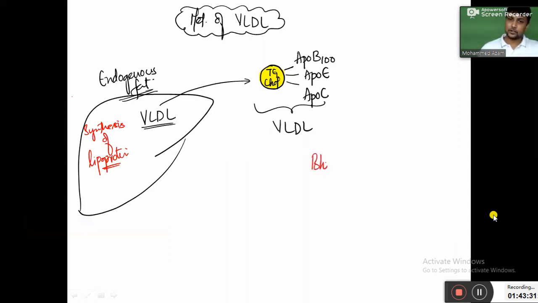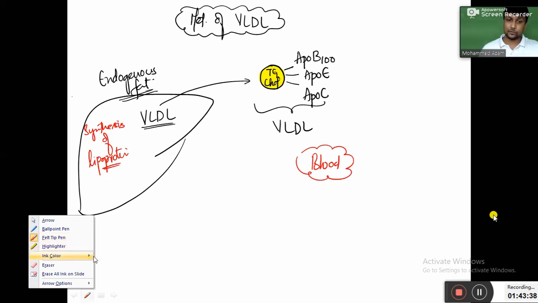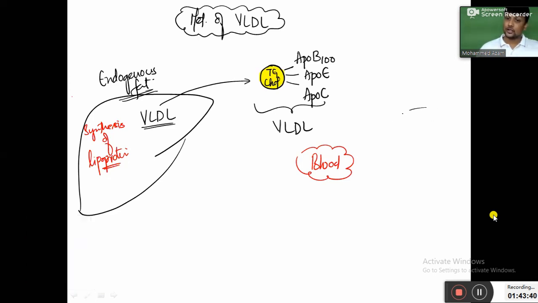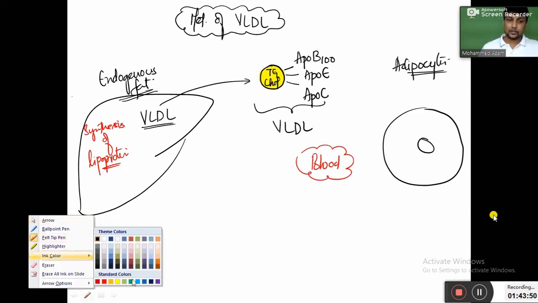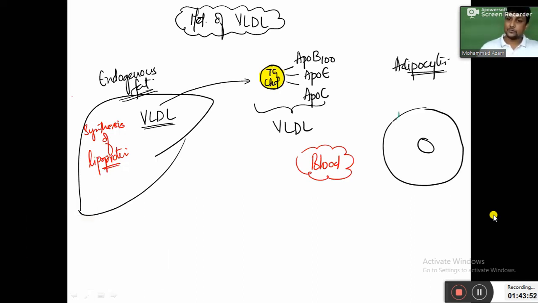Now tell me, my dear friends, where is VLDL present? In the blood. And from the blood, what is going to happen to the VLDL? It is floating in the blood. While floating, it will come in contact with the peripheral tissues. One of the best examples of peripheral tissue is adipocytes, the fat storing cells. Now what is going to happen? It is going to identify the adipocyte with the help of a receptor. Who is going to identify the receptor? B100 and E will identify the receptor and get attached there.